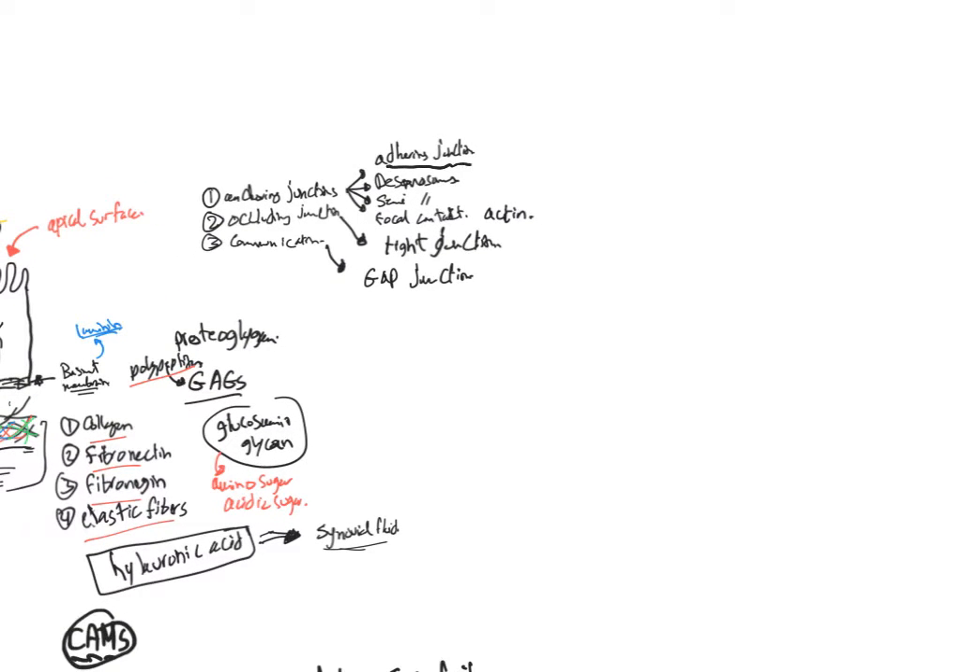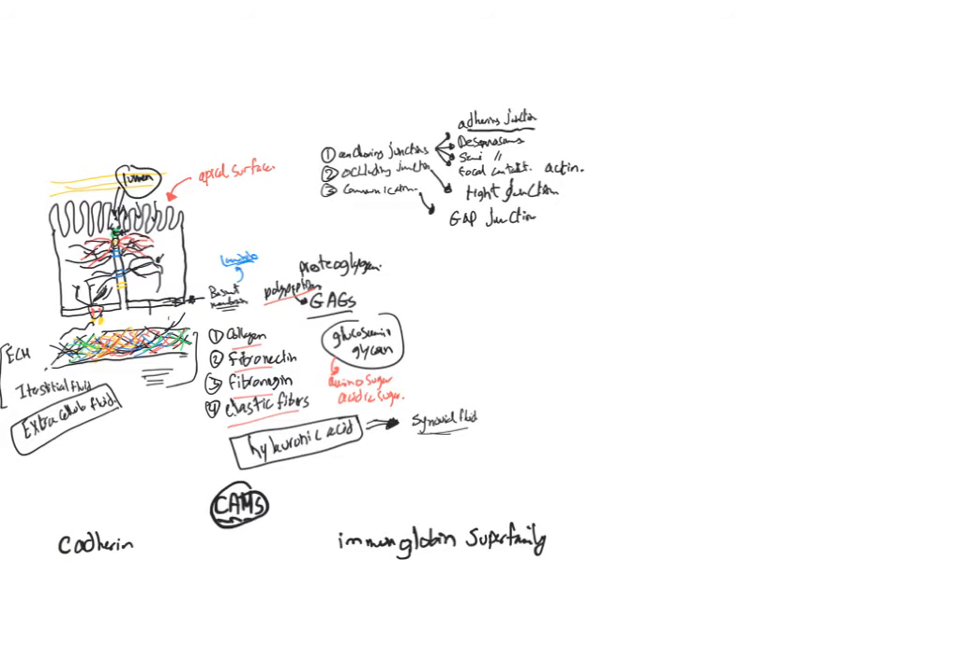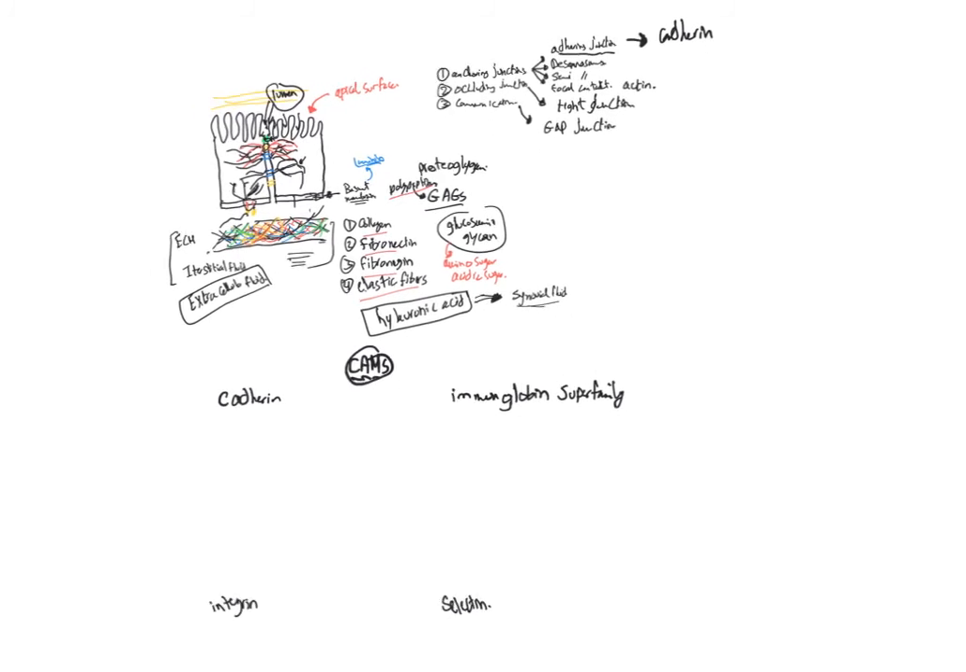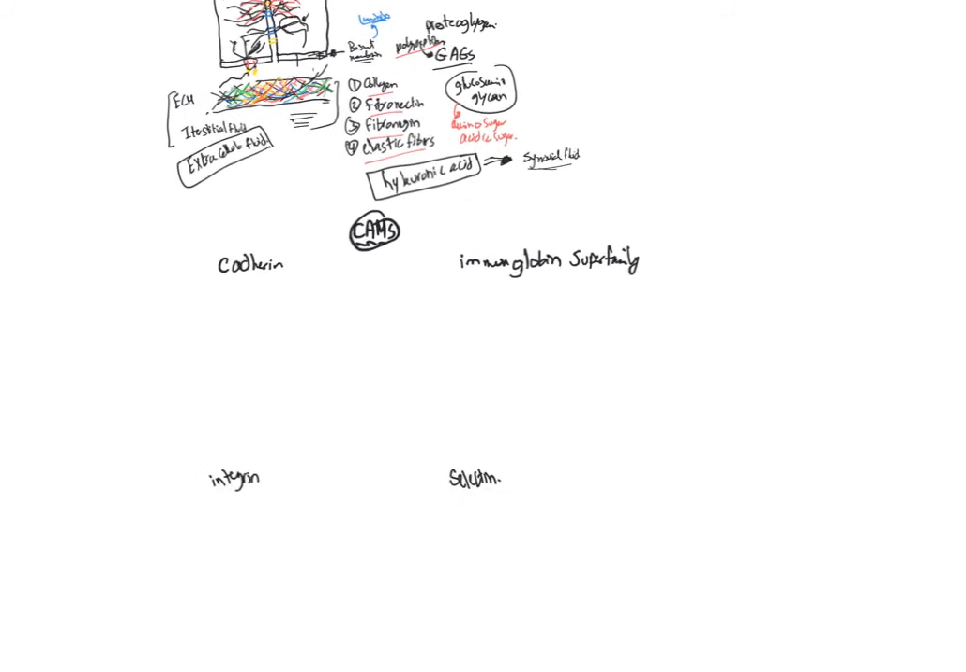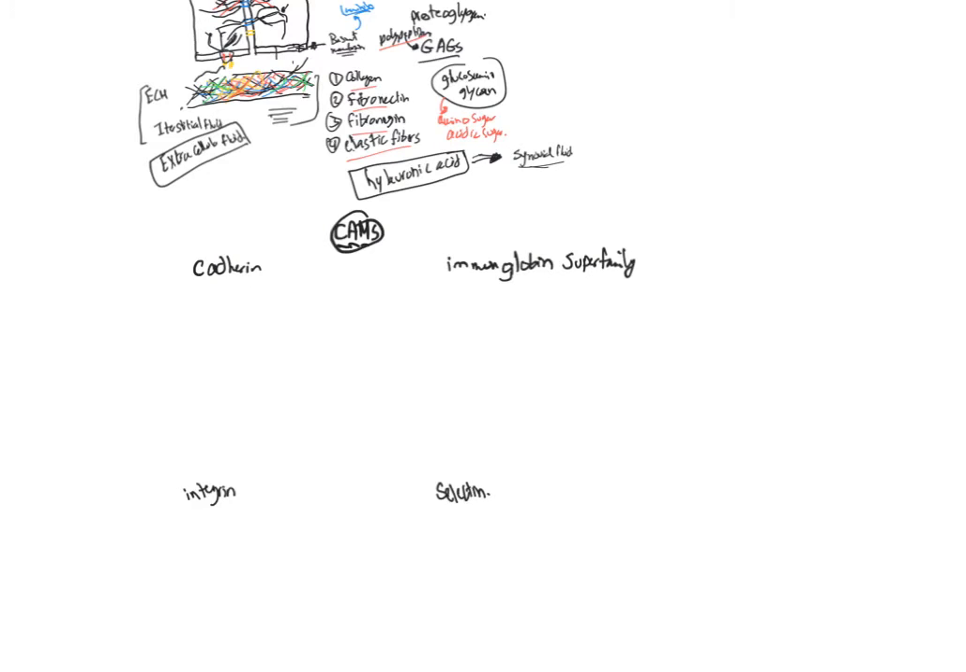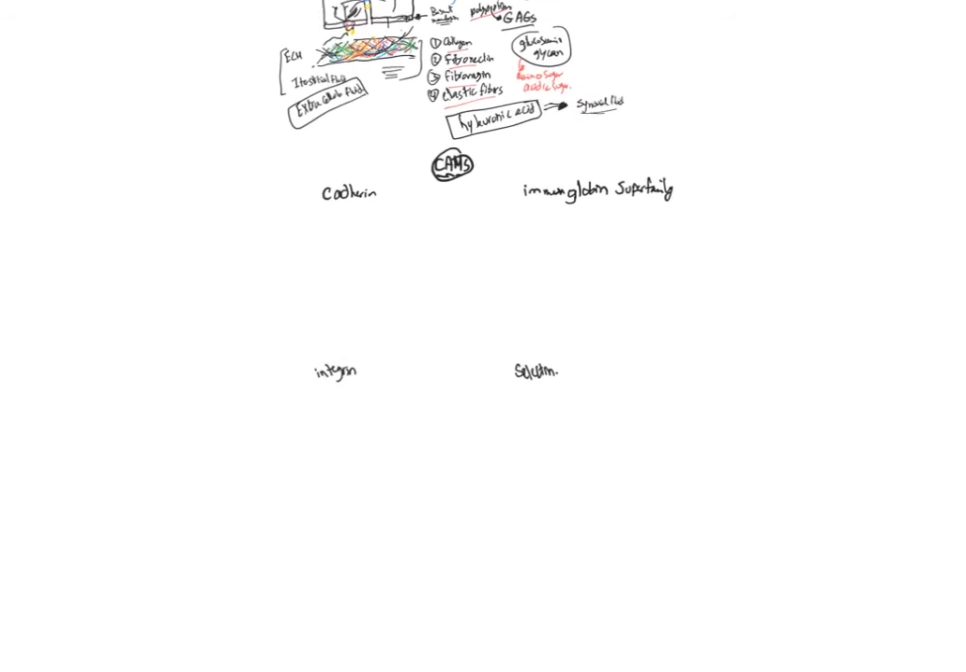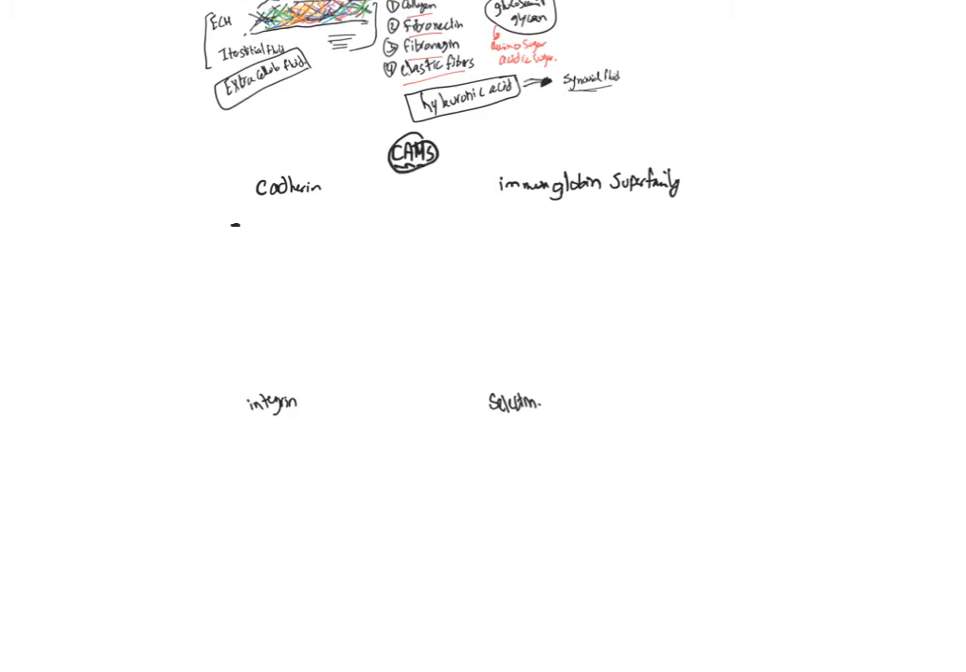So for example, adhesion junction, it uses the cadherin as the primary molecule of adhesion. So we're having four types here. We're having cadherin, we're having immunoglobulin superfamily, and we're having integrin and selectin. So for cadherin, what it does, it binds to catenin beta. And this is basically the most commonly affected part in cancer.